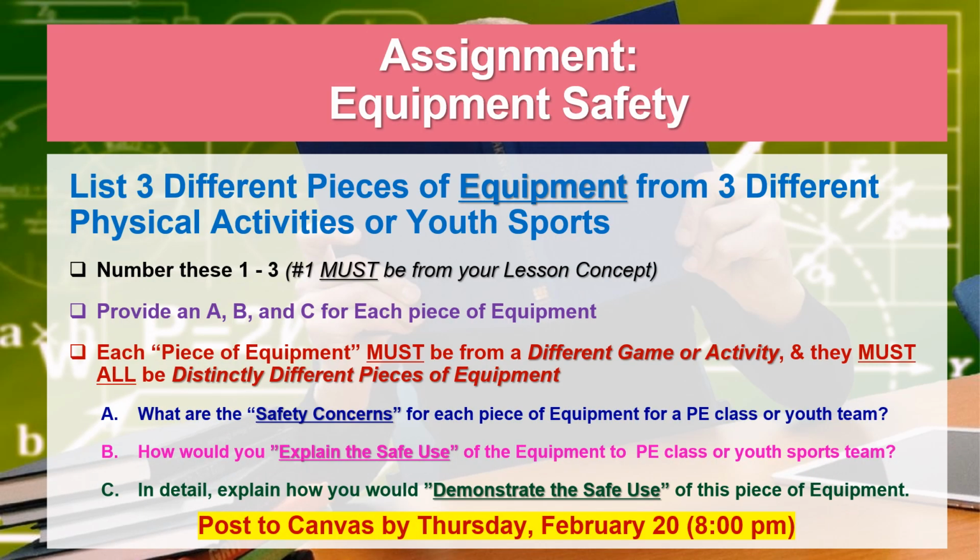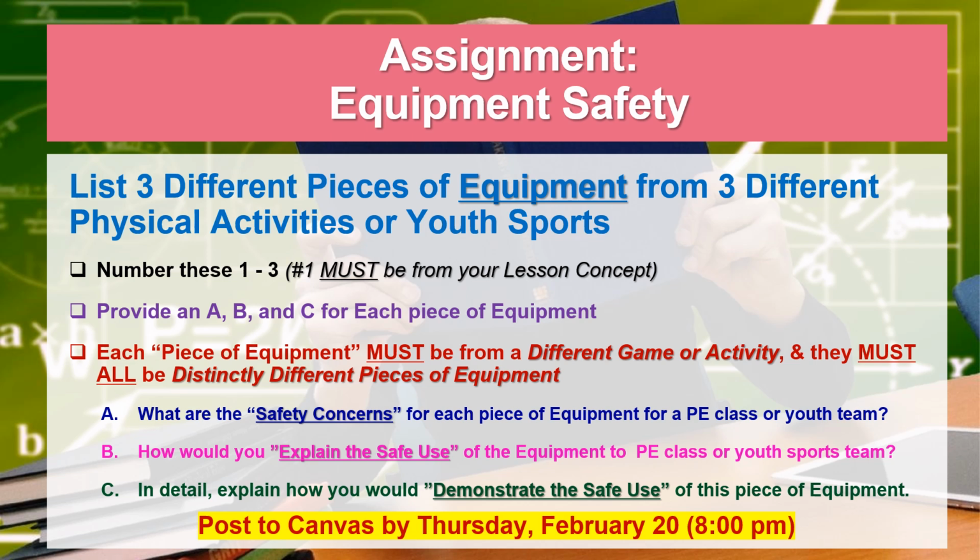So this assignment is up on Canvas, and this is one that'll be partly on your specific activity and partly on 2 different activities. So take what we just talked about, equipment, what was in the textbook, and anything else you might find online. You might need to do a little research. So you're basically going to number 1, 2, and 3, and then you're going to put A, B, and C under each of the numbers. So you're going to list 3 different pieces of equipment, and they all need to be from 3 different physical activities or youth sports. So you can't use 3 with basketball or 3 with football.